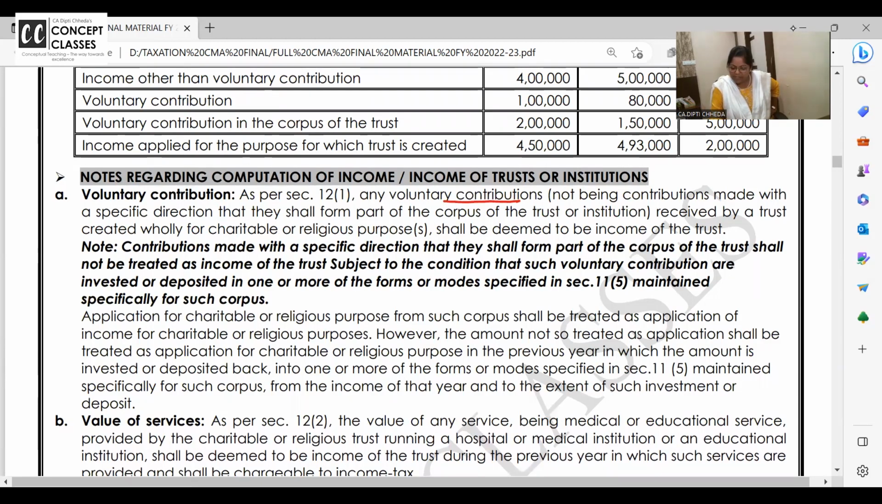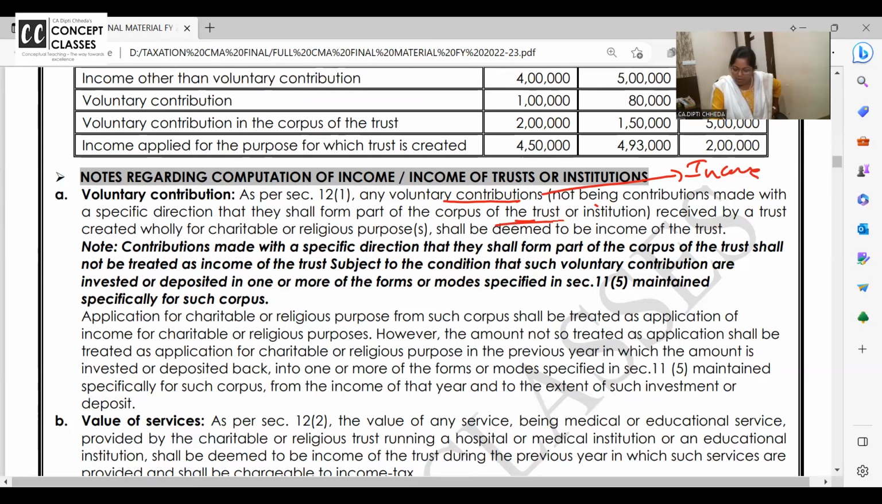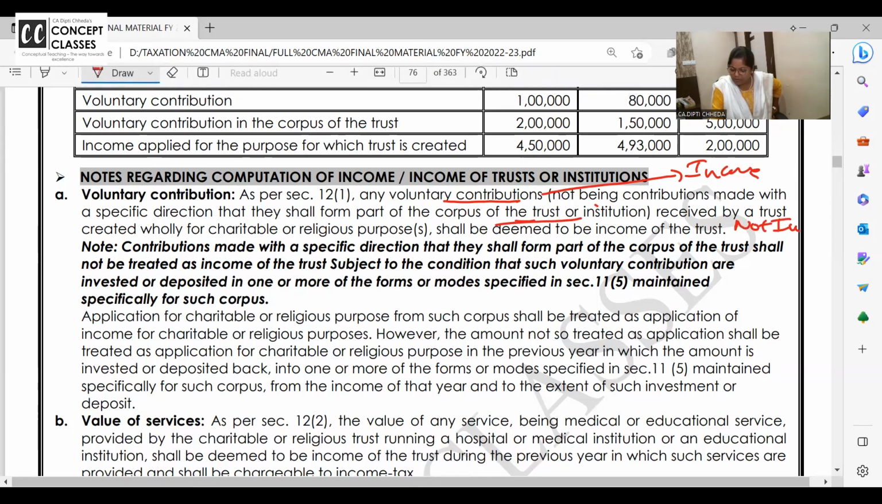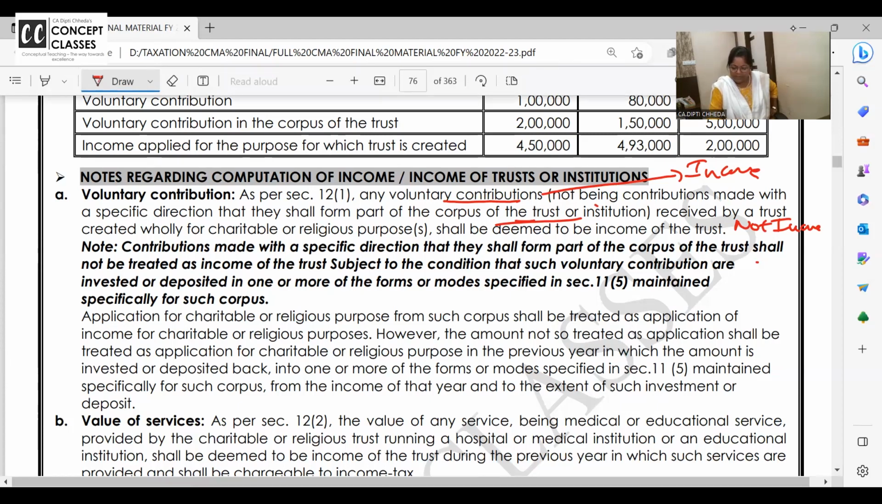Voluntary donations are income, not being corpus donations. So you can write like this: voluntary donations, income. Corpus donations, not income. It is not treated as income. Clear? Contributions made with a specific direction that they shall form part of the corpus shall not be treated as income.